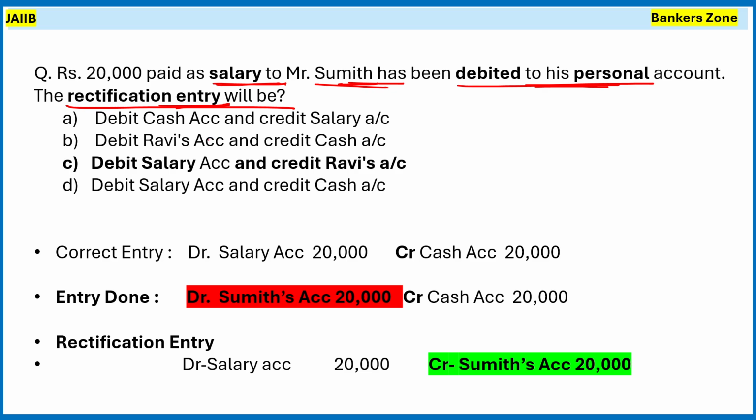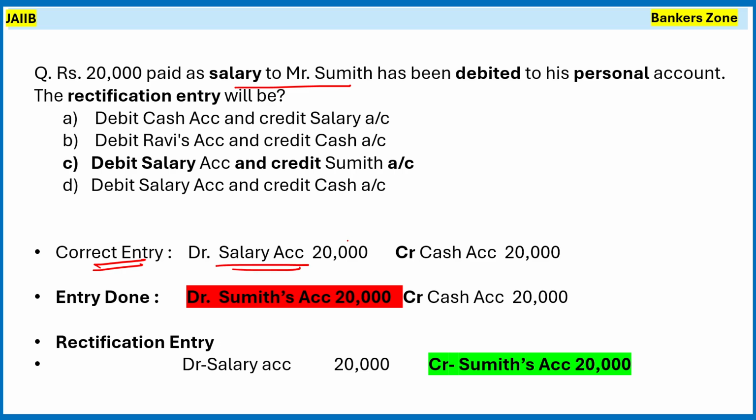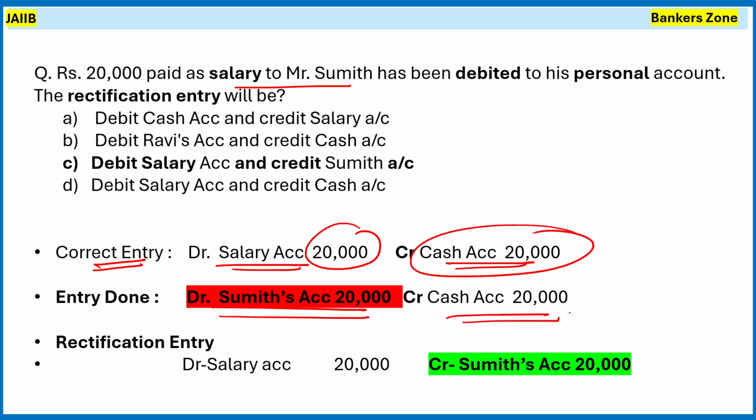So first, what will we correct? Simply we will do the correct entry. The correct entry should be to debit the salary account. And which account must be credited? Sumit's account is involved here, so we should credit Sumit's account. Now see, what should be the correct entry? We are paying salary to Sumit, so the salary account must be debited, and we are paying in cash, so the cash account must be credited, right? So what entries have they done? They have debited Sumit's account and credited the cash account. This is the wrong entry done.